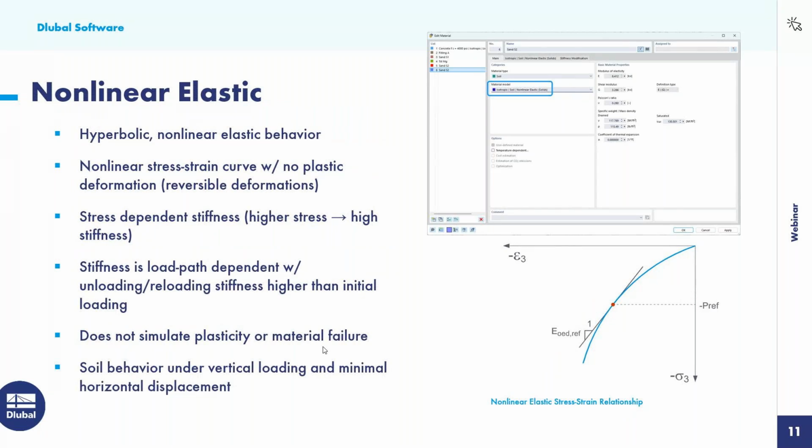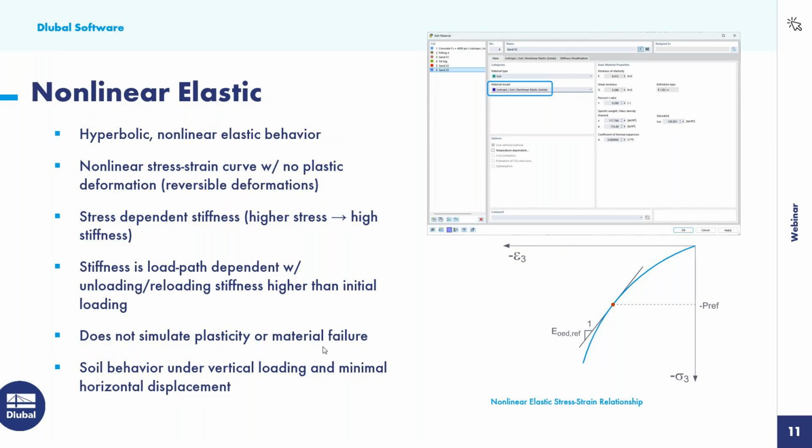Our second material type is nonlinear elastic, and this is actually what we'll use in our first example today. So this is a hyperbolic nonlinear elastic behavior for this type of soil. It's a nonlinear stress strain curve with no plastic deformation. So this means that the deformations are reversible. This does have a stress that is dependent on the stiffness. So the higher the stress on the soil, then the higher the stiffness that it's going to provide.